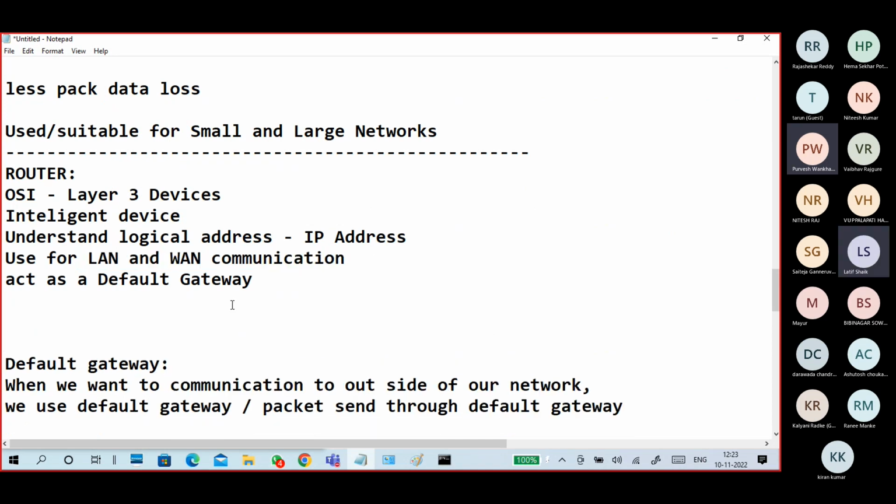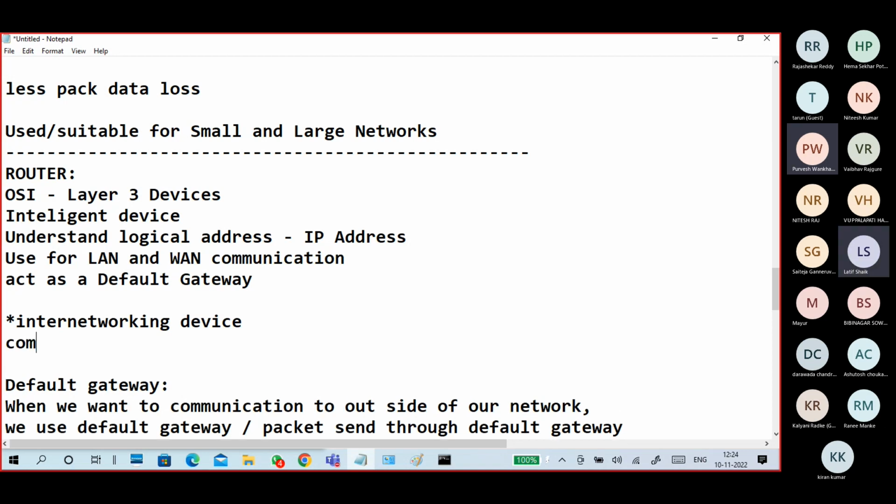So don't forget, this is an internetworking communication device. Internetworking device means it makes a communication between two or more networks.